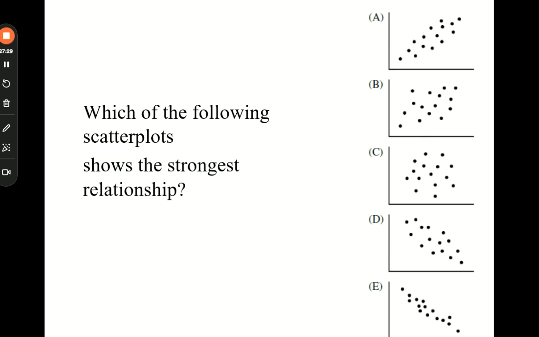Among these, which has the strongest relationship? So the strongest would be the one that's closest to a line. So C would be the weakest. B would be a very weak positive. That would be negative, a weak negative. That would be a weak positive. The answer is E, meaning that they form the closest thing to a line. That's the strongest relationship.